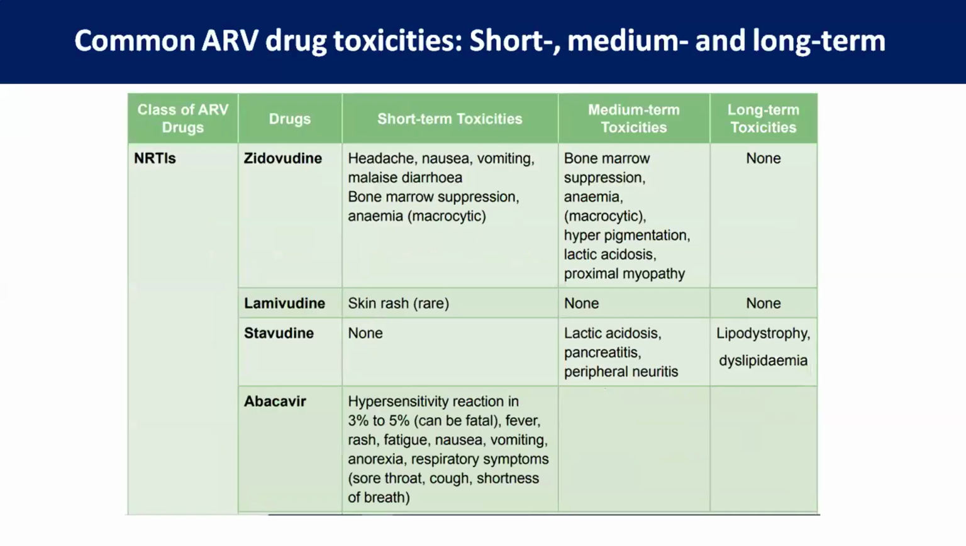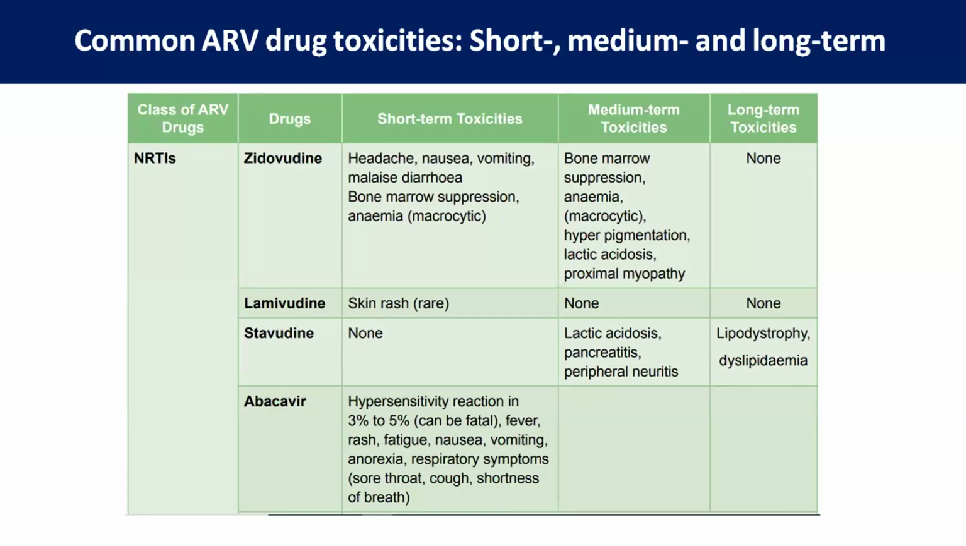Now the toxicities in terms of duration of use of the drug. Sometimes there is short-term toxicity, some are medium-term toxicity and long-term toxicity. In case of NRTI, when we use zidovudine, the GI toxic side effects along with headache and diarrhea and bone marrow suppression are short-term toxicities. Bone marrow suppression with mostly anemia and neutropenia may develop in medium and long-term toxicity also, and lactic acidosis and proximal myopathy can develop in long-term toxicity.